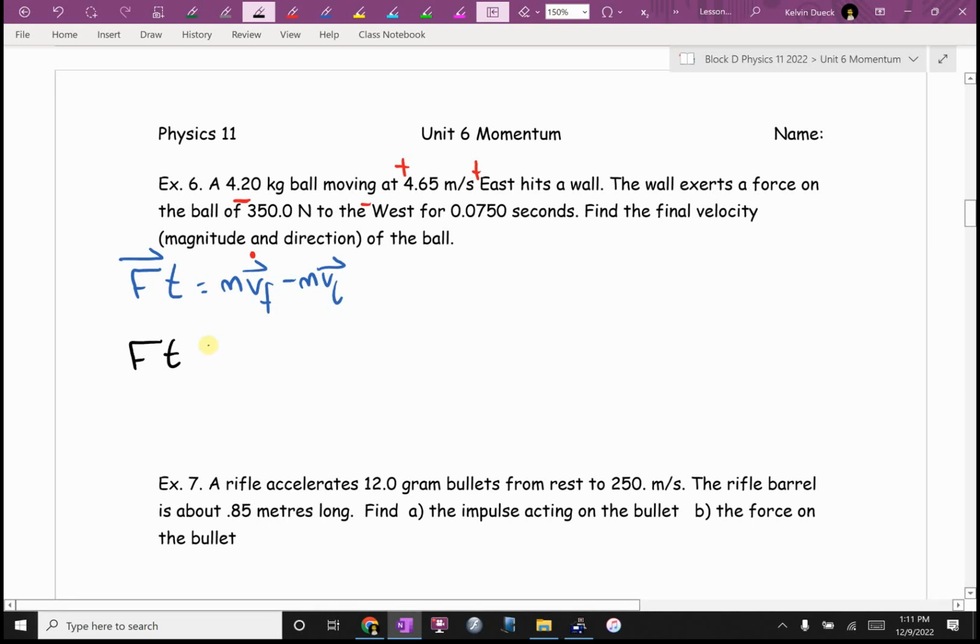FT. We're getting the VF by itself. What am I going to write now? FT. Yep. Keep going. Now get the VF by itself.